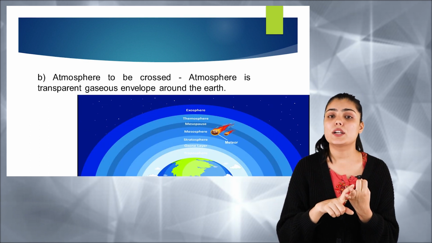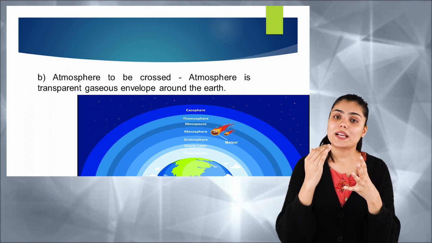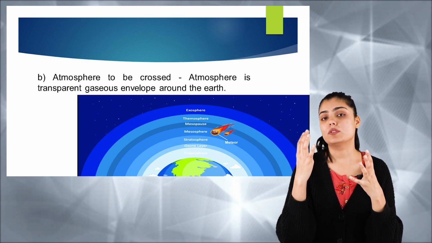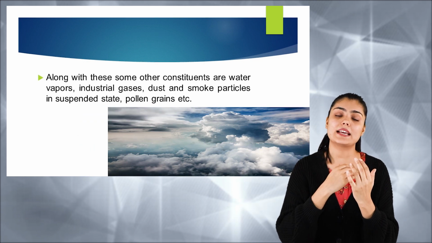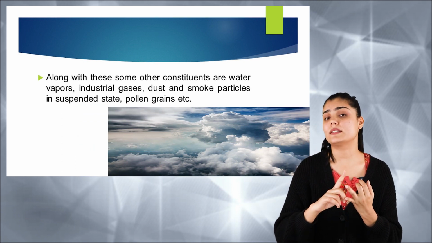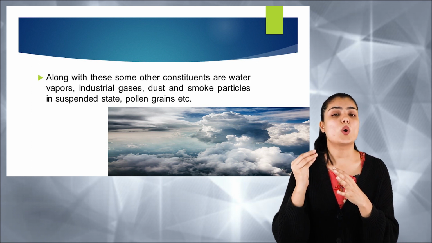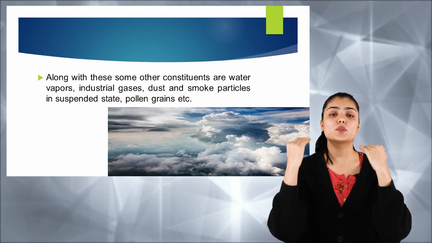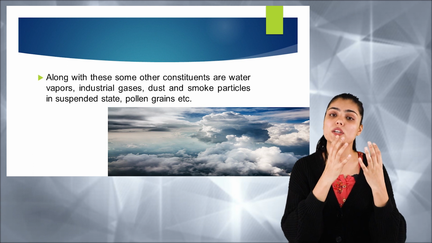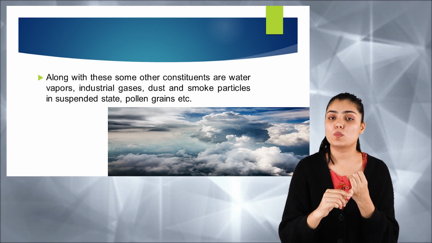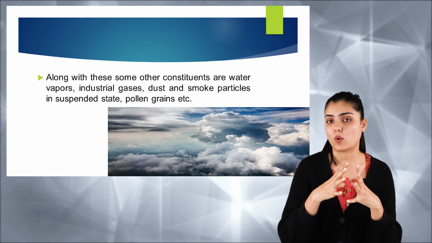The second one under solar energy is the atmospheric layer to be crossed. Atmosphere is the transparent gaseous envelope around the earth. Now, as I said, it is a gaseous layer, but along with these gases, there are other particles such as pollen grains, dust, and other suspended particles like water and smoke particles present in the atmosphere. So the atmosphere is a gaseous transparent layer or envelope of the earth in which not just gases but other materials such as smoke, dust, water vapors, pollen grains and other suspended particles are also found.